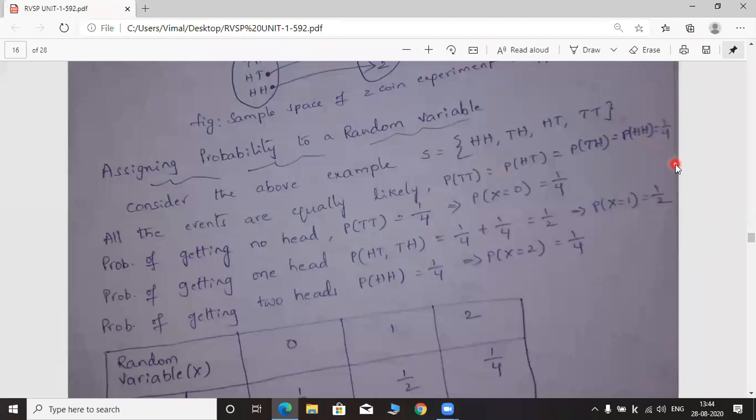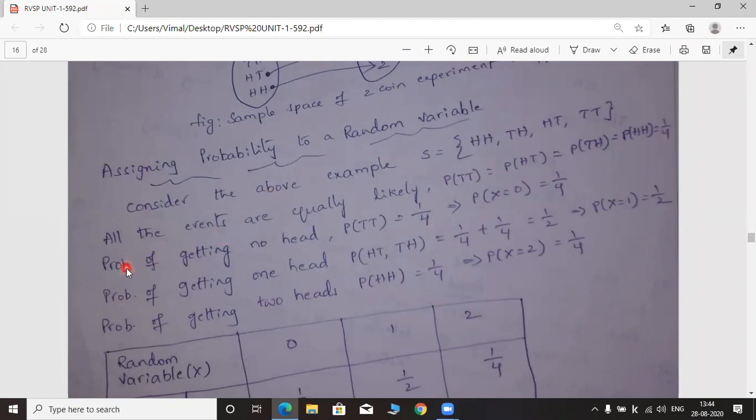Actually, the total value of probability is 1 for any problem. After adding all the events in the given problem, you will get the probability 1. So that 1 is distributed uniformly for each and every event here. All these events are equally likely, meaning all these events have equal probability. So for each and every event, the probability value is 1 by 4.